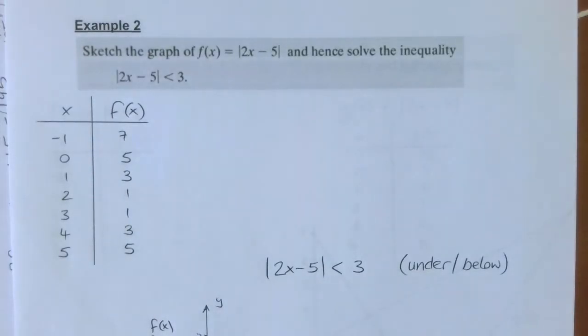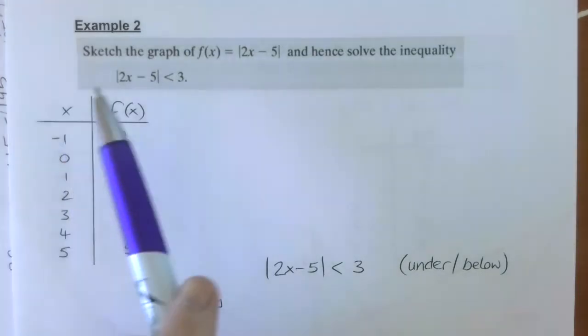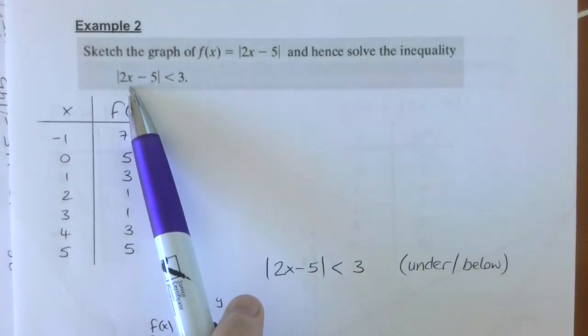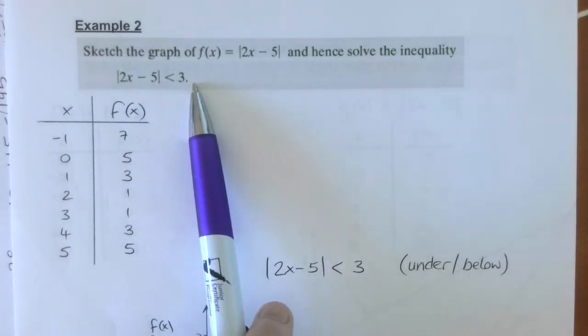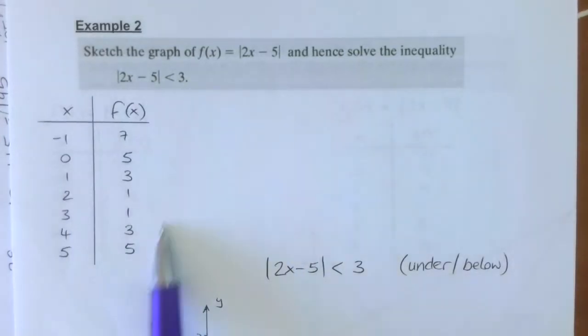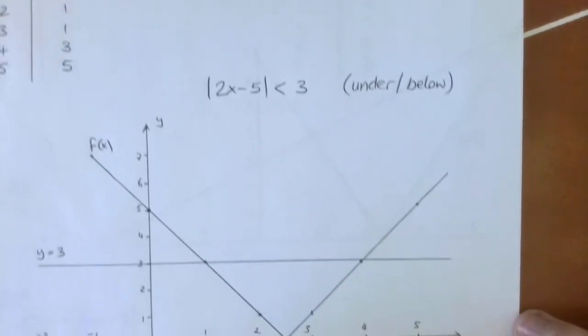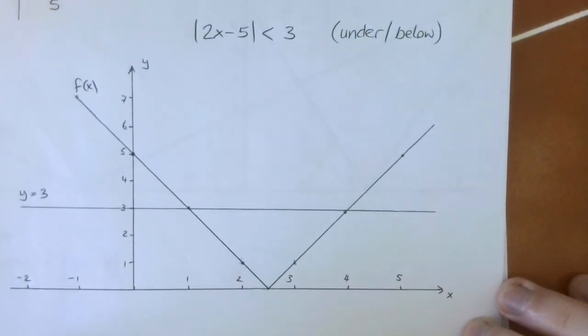The second example on modulus inequalities here, it says sketch the function f of x and hence solve the inequality, modulus of 2x minus 5 is less than 3. So first of all, to sketch, we need to find our coordinates. So you put it into the calculator. We have our coordinates. We plot all of the points, just like I've done here.